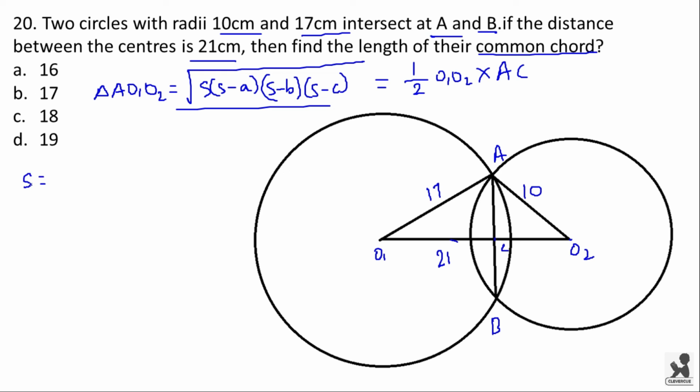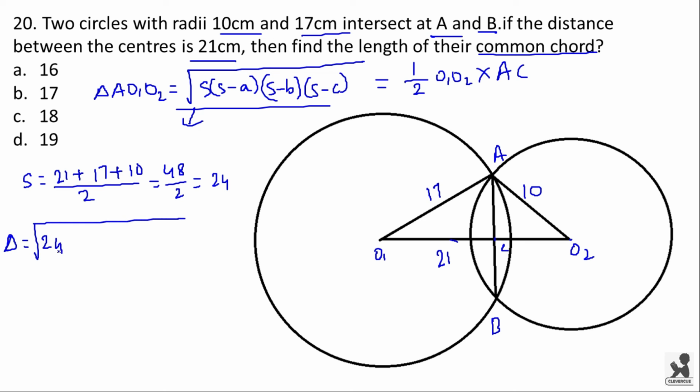Now S is equal to the semi perimeter, that is 21 plus 17 plus 10. 21 plus 17 plus 10 is the perimeter, and if you divide it by 2 it will be the semi perimeter. We get 21 plus 17 is 38, and 38 plus 10 is 48. It is 48 by 2, which is equal to 24. Now by using this formula we have area is equal to the square root of 24 into 24 minus 17 is 7, 24 minus 10 is 14, and 24 minus 21 is 3.